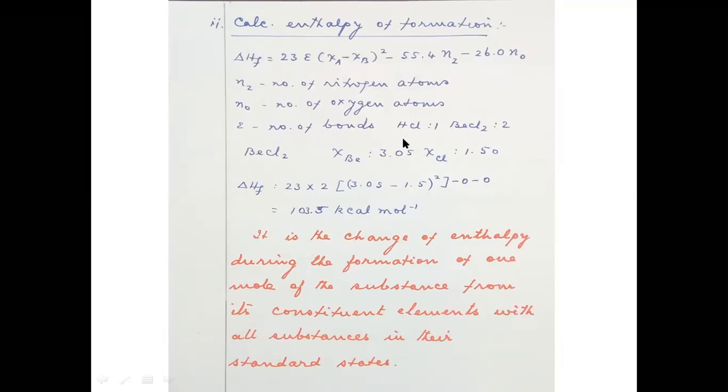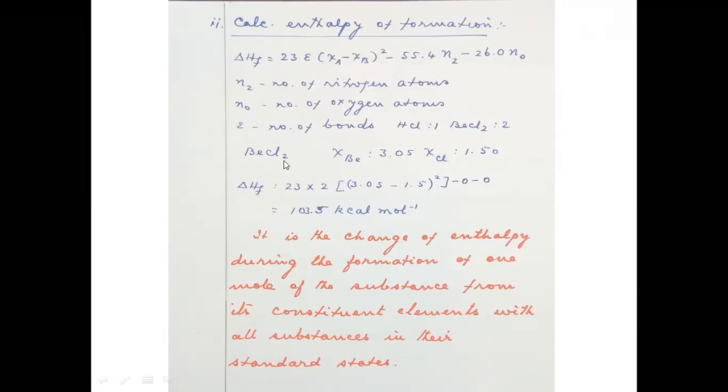What are the total number of bonds? See, actually the enthalpy of formation is just the reverse of enthalpy of destruction, that is the bond breaking. What is the total energy spent to break all the bonds to get the elements back? Just the reverse of that is enthalpy of formation. So epsilon is the number of bonds. So if you take HCl, the number of bonds is only 1. If you take BeCl2, the number of bonds is 2.